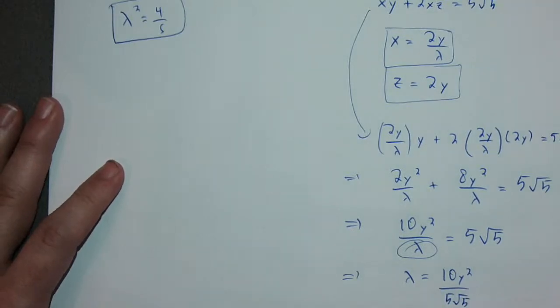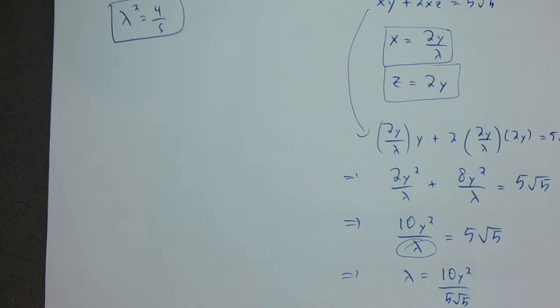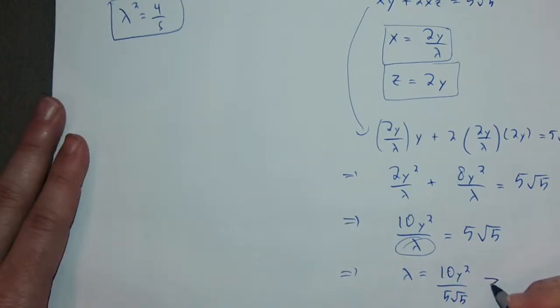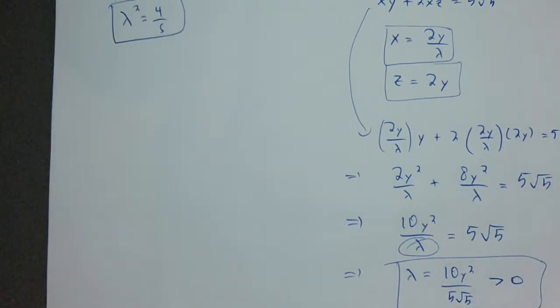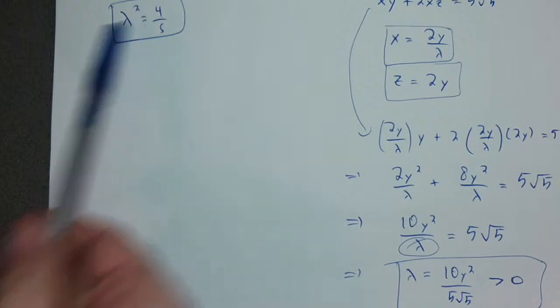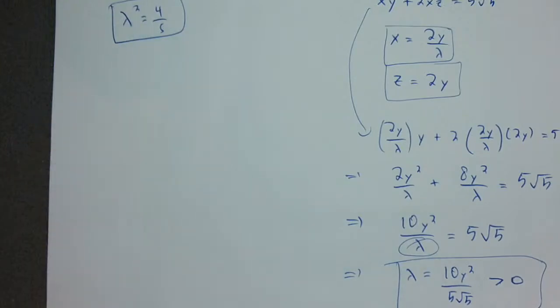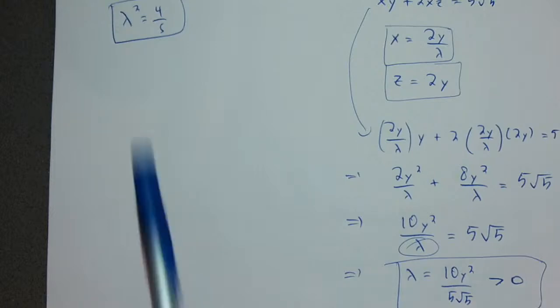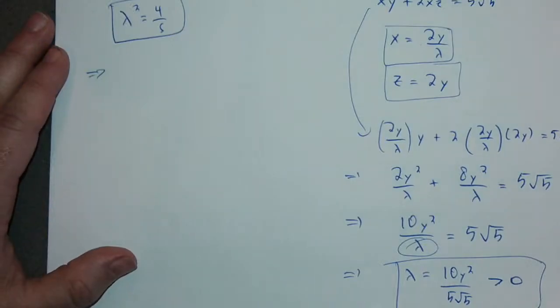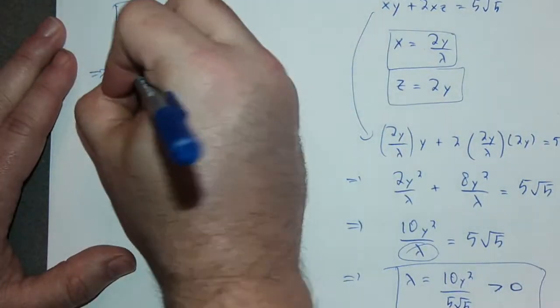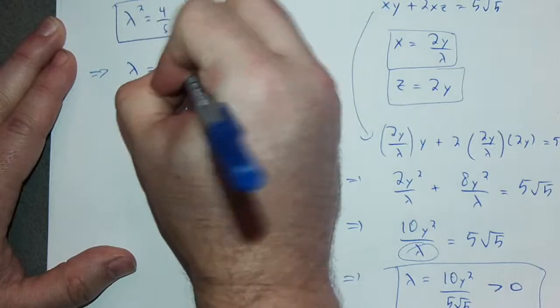What do you notice about the right-hand side? 10 is positive. y squared is always positive. Over 5√5, that's always positive. So lambda is positive. And so I only have to consider the positive root here. So only considering the positive root here, taking the square root, since lambda squared is 4/5, this means that lambda is 2 over √5.